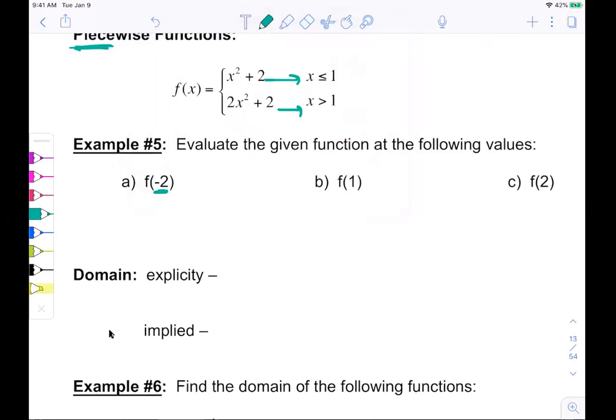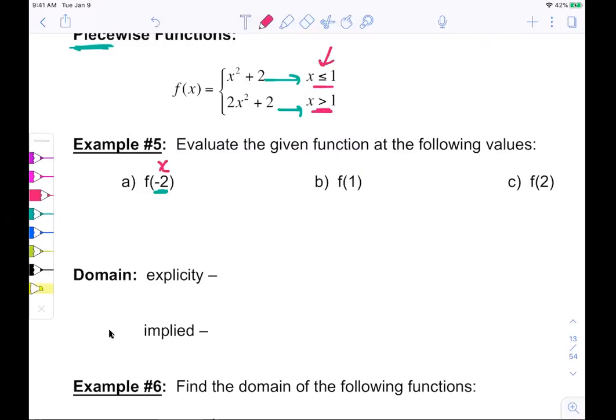So this says evaluate the given function for the following values. And letter A, we have f of -2. So again, this is my x. I have to look at that x and determine which equation to use based off of the two restrictions that were given. So you actually start with the restriction first, and then that tells you which equation you're working with.